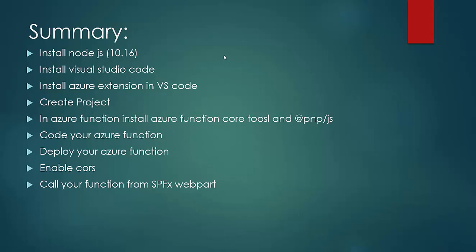In the next step, we deployed our Azure function to Azure. Then we saw a few of the options in Azure. The important one is to enable CORS because we have to call the function from the SPFx webpart. So this is the summary of what we have learned today.